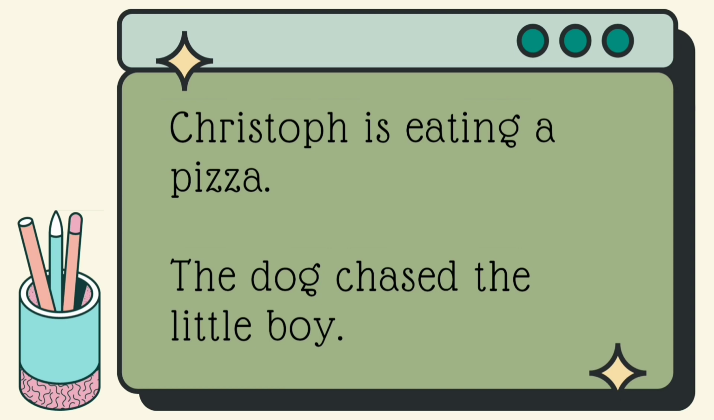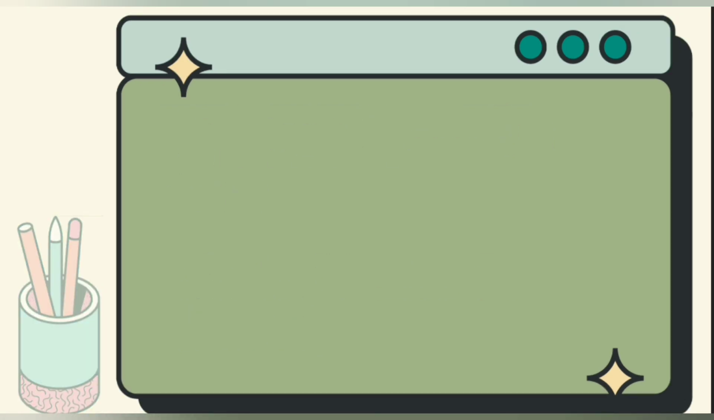Second example, the dog chased the little boy. The dog is the subject or the doer, chased is the action, and the little boy is the object. That is the active voice.